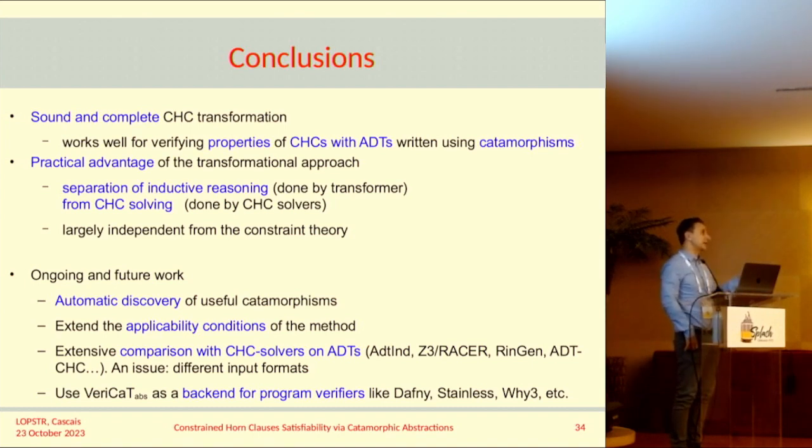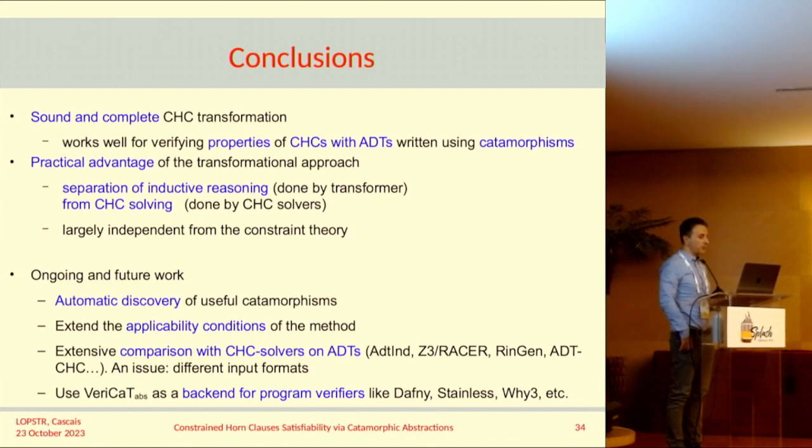We are using catamorphisms because they have good properties: they ensure termination, and they're functional. But we would like to relax that a bit, still guaranteeing the termination of the process.